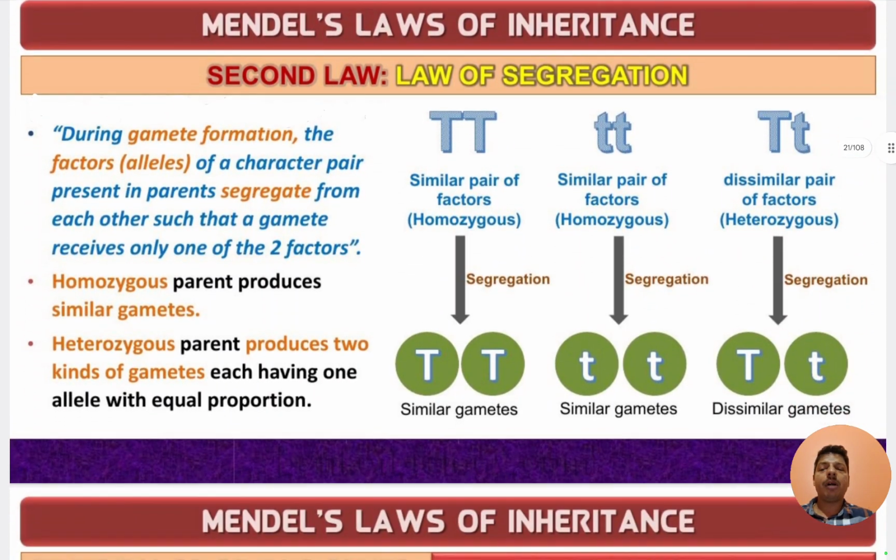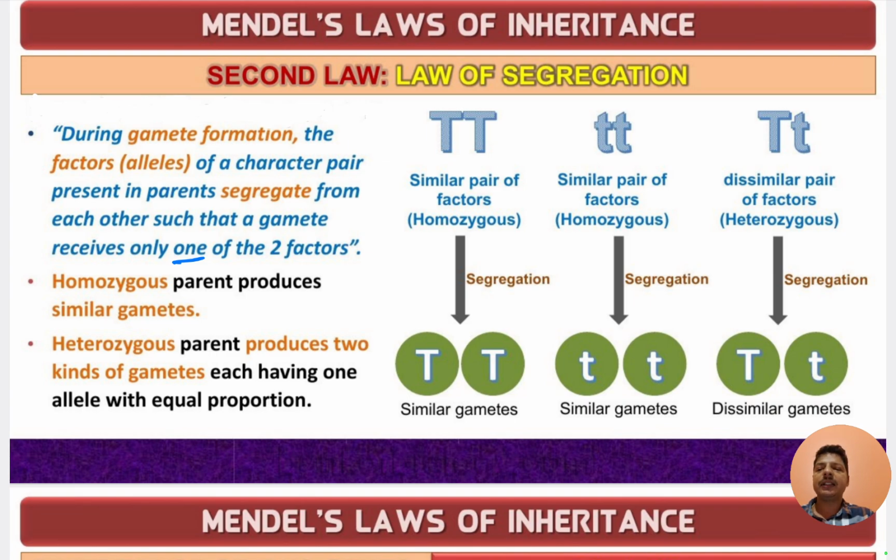And coming to the second law, segregation. Here Mendel says that during gamete formation, the factors or alleles of a character pair present in parents segregate from each other such that a gamete receives only one of the two factors. As you can see, during gamete formation, as we already saw in the meiosis topic, the factors or genes of a character pair present in parents segregate or separate from each other such that a gamete receives only one of the two factors. Only one of the two factors.